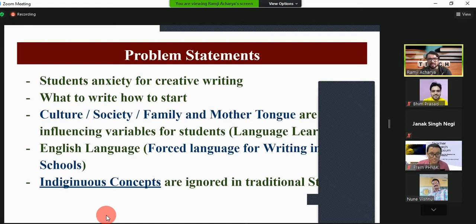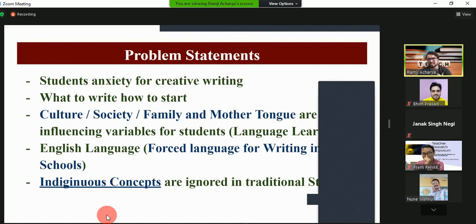I don't mean that we need to ignore the importance of the English language. However, how can culture and these variables be used as a resource for English writing skill? The indigenous concepts are ignored while writing a story, as they write whatever they have read. They mostly copy from a story they have heard or read somewhere.